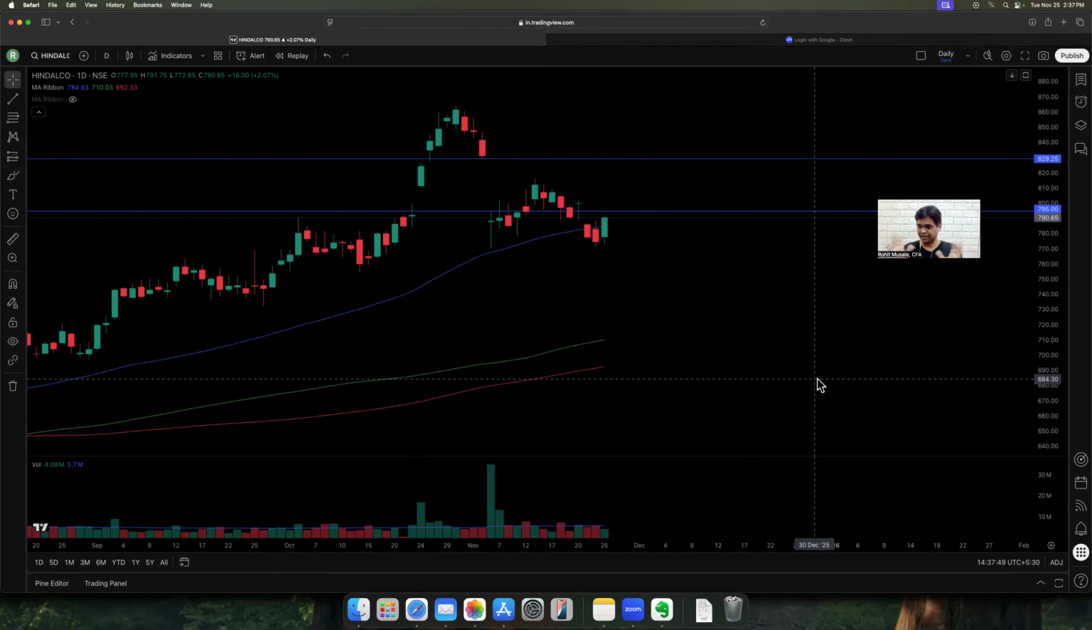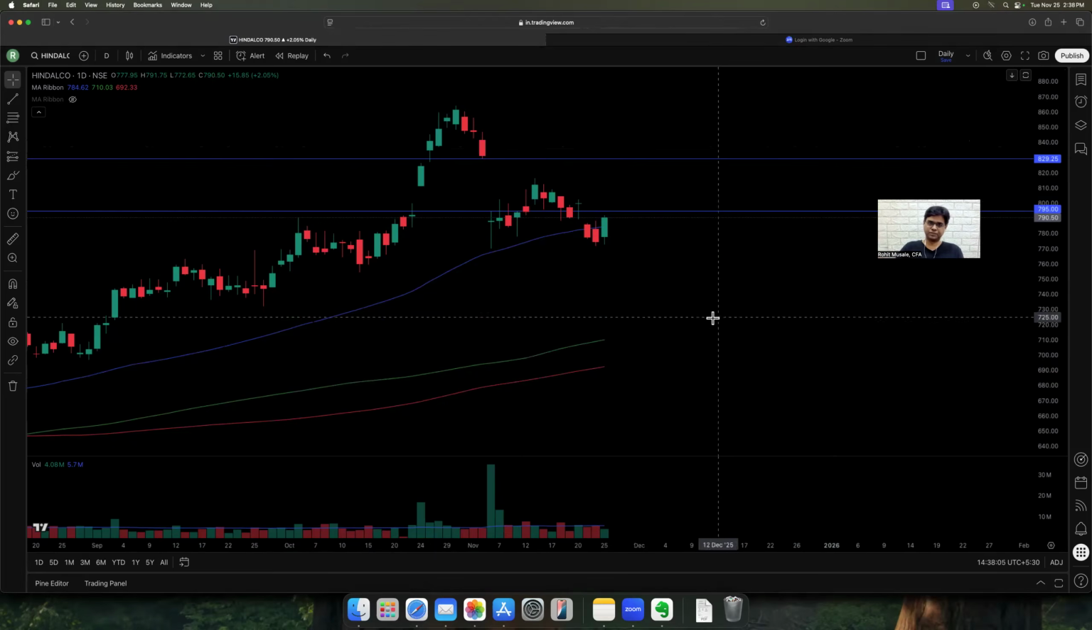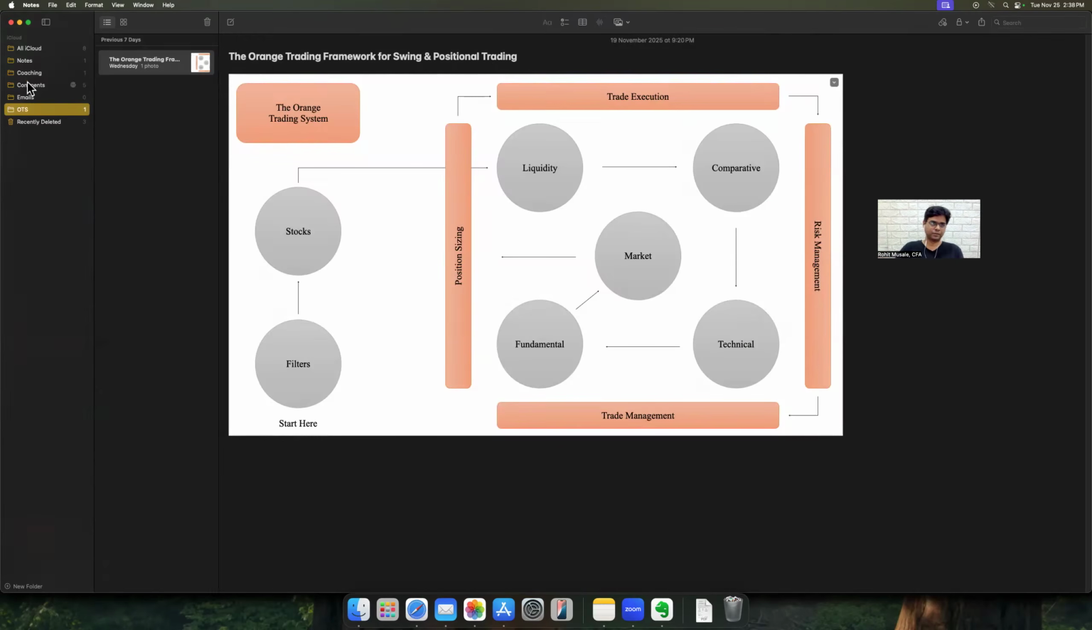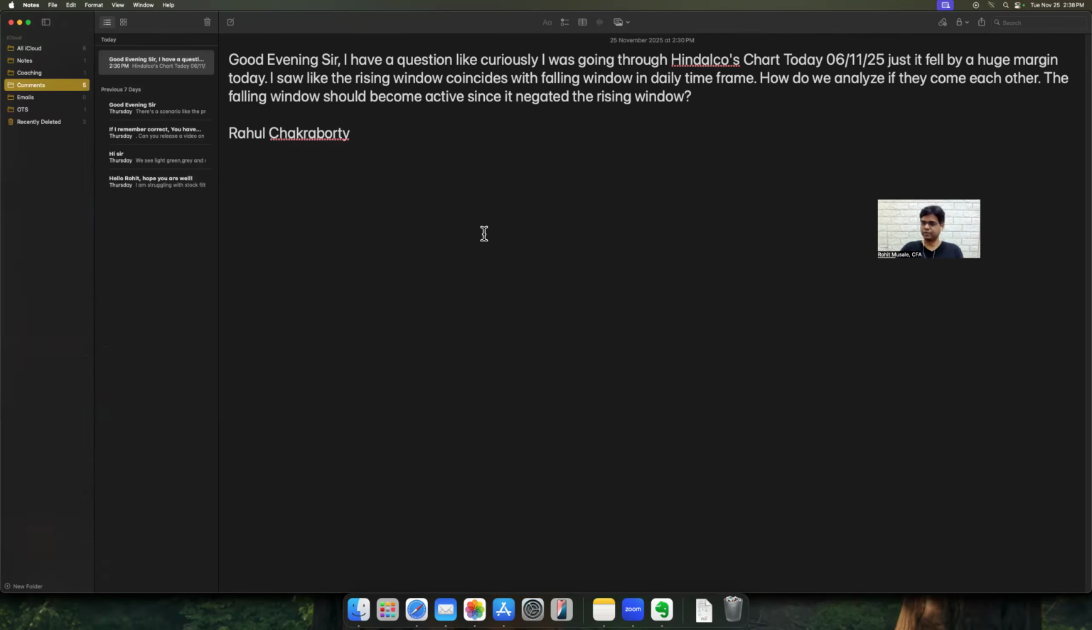But that's technical candlestick price action knowledge. What we look for is a base formation. Is there a base formation in the chart? How many points are there in the base? Is it a stage 2 confirmed uptrending stock? Things like that. So just to answer this question by Rahul Chakraborty, this is how you analyze falling windows and rising windows. If one window gets broken, then we say that the window has become void. Okay. Thank you so much.